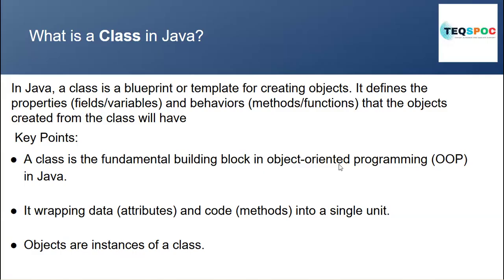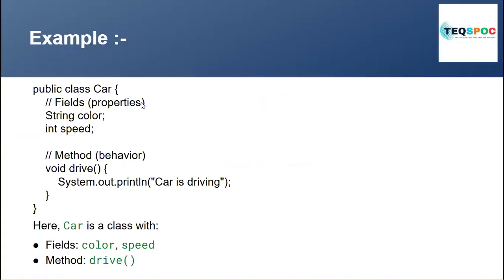With the help of an object oriented programming language, we implement or transfer the real world problem into our programming language. It is wrapping the data and code in a single unit. With the help of a class, we wrap the data, that is the attributes, and the code, that is the methods, in a single unit, that is a class. And what is an object? An object is an instance of the class.